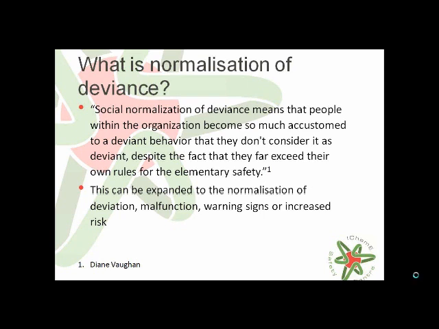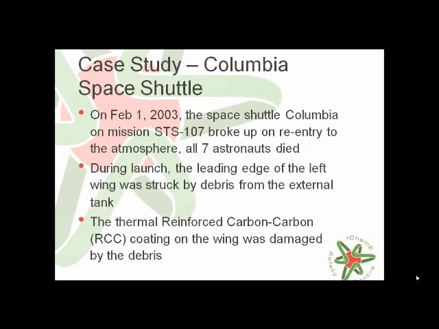We're going to talk a little bit about the Columbia Space Shuttle as a case study here. This case study has been chosen to highlight the factors around normalisation of deviance, as it's a very clearly documented incident in the Columbia Accident Investigation Board report, which was published in 2003.